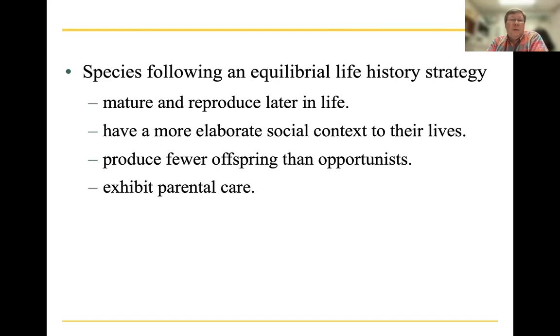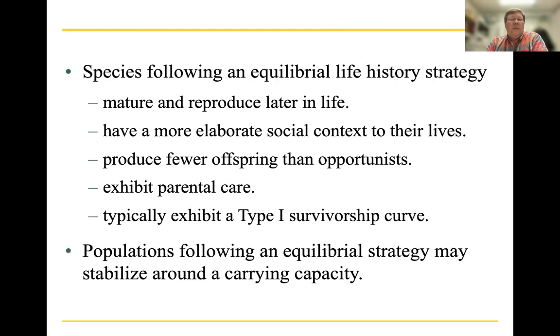And of course, to ensure that would be to have some parental care. So this group of organisms, the ones that have this equilibrial life history strategy, they're more of a caretaking type of organism, and that includes part of their social context. Now, these organisms are the ones like us. They are on a type 1 survivorship curve where early in life, survival is basically assured, and then only near the end of the potential lifespan does survivorship actually drop. And as a consequence, these types of organisms have a different growth strategy, and the populations may actually go up to a certain level and then stabilize. And that's called the carrying capacity, and more about that later as well.